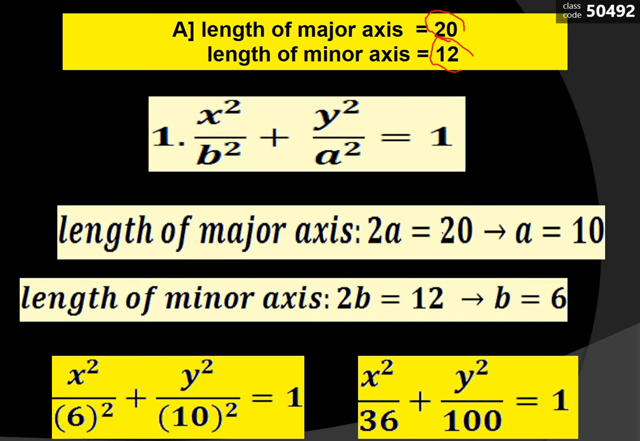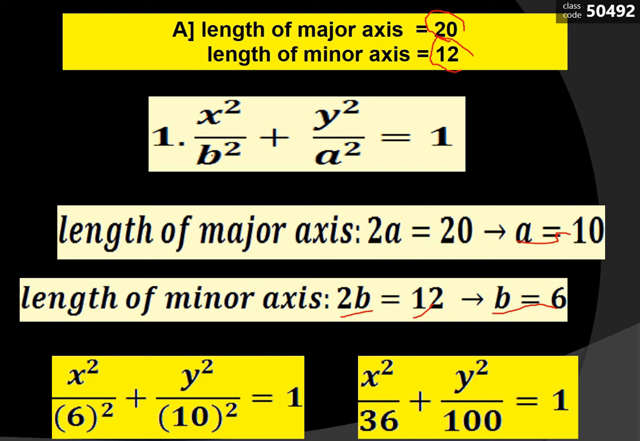In order to solve for a, we need to divide it by 2. So therefore, your a is 10. And the length of the minor axis is given by the formula 2b, which is 12. So by substitution, let's solve for b. Divide both sides by 2, so it will be 6. So at this point, we have the value of a, which is 10, and b, which is 6.